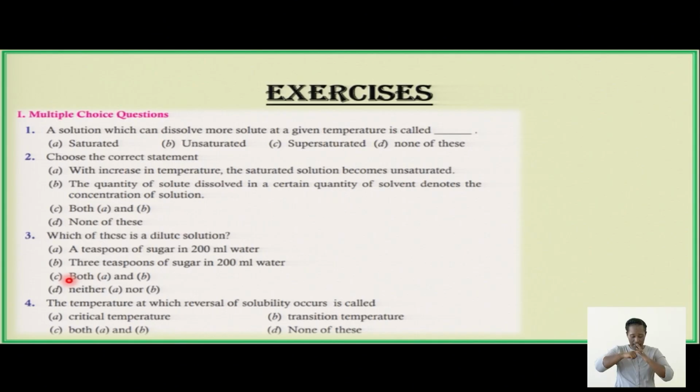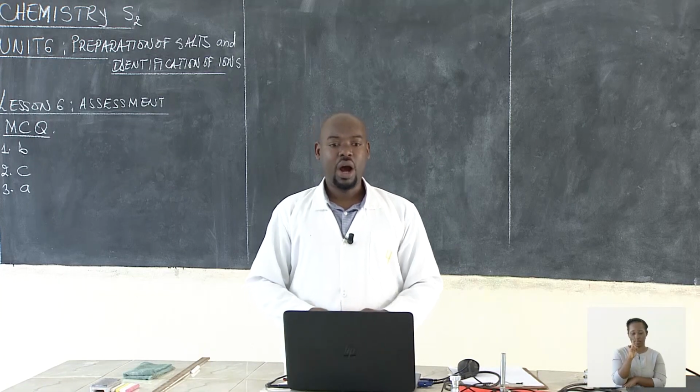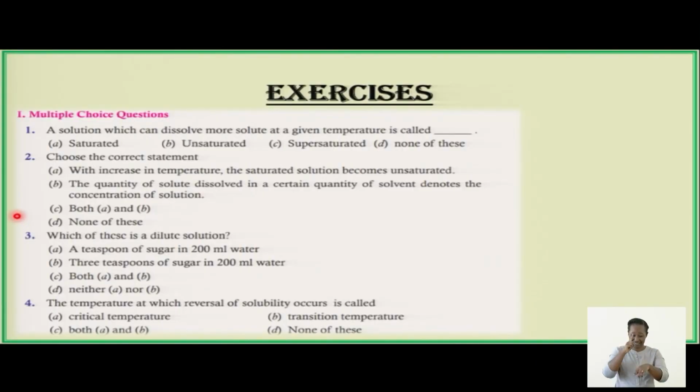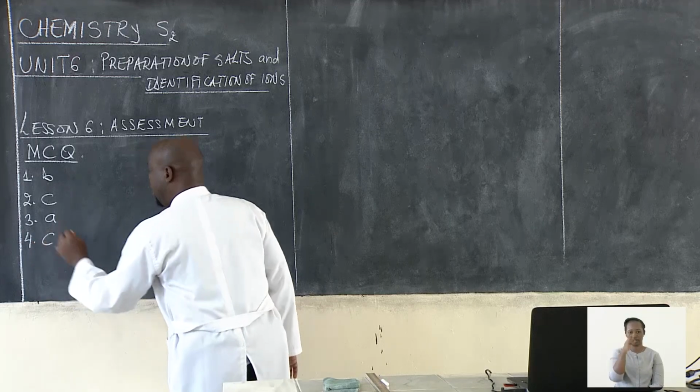You have a solution which is saturated, but at a given temperature, if the temperature is reducing, a solution which was supersaturated will start to do what? It will start to precipitate some solute out of the solution. And that will be called the critical temperature or the transition temperature. So the right answer is C. For question number 4, the right answer is C.